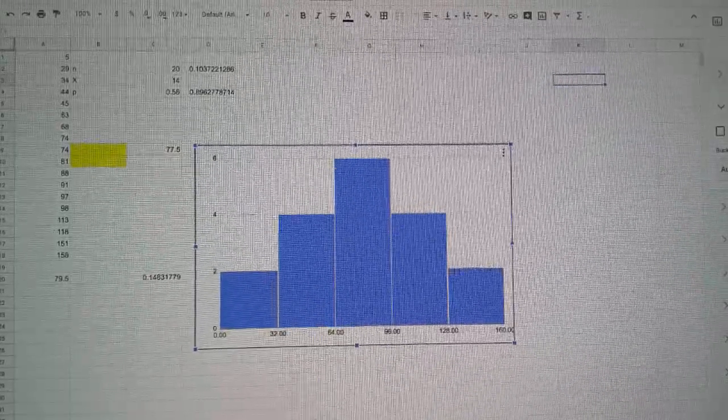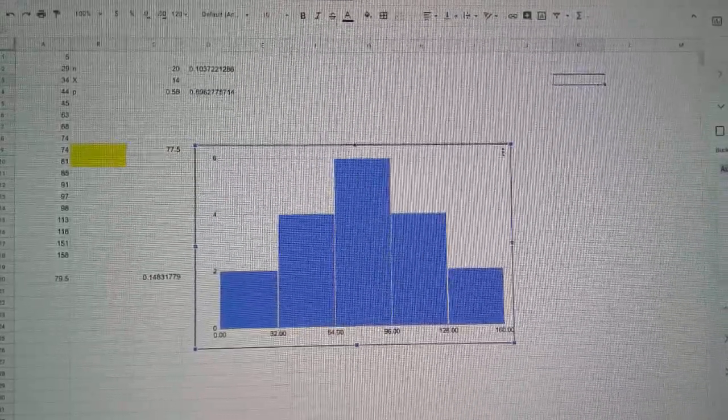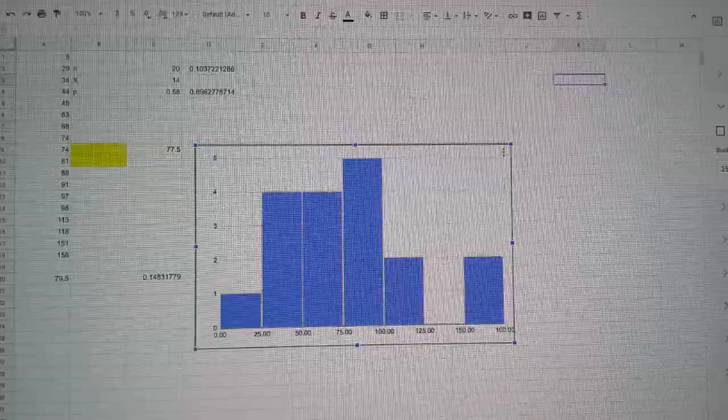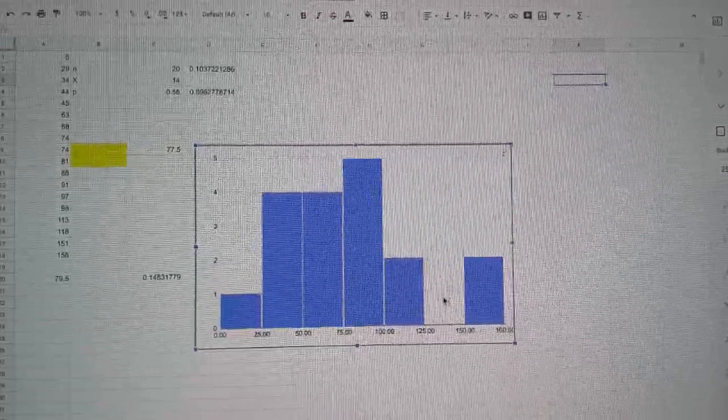As you can see, when we adjusted the bucket size a little bit and put it kind of like that, you can see it's kind of got these gaps, maybe, or a gap over here.